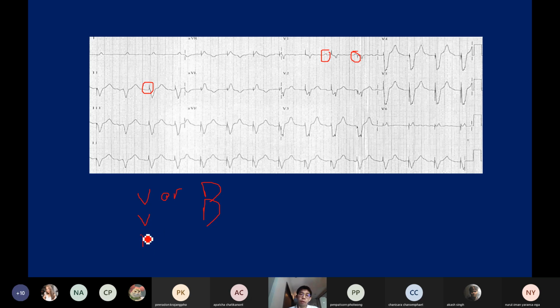Do you have any questions regarding this ECG? You can ask in Thai. It's quite confusing if you are seeing this for the first time.